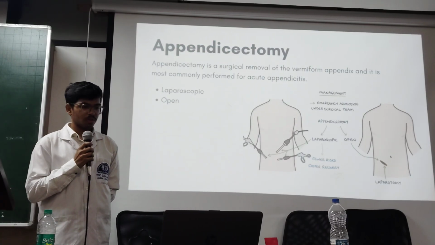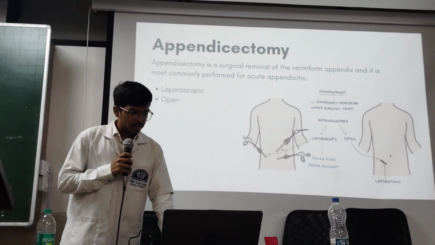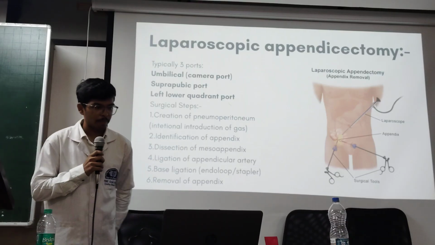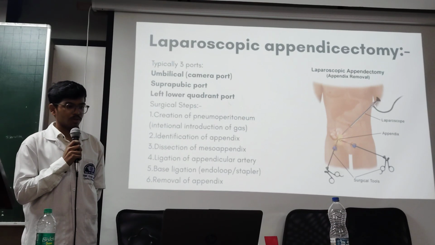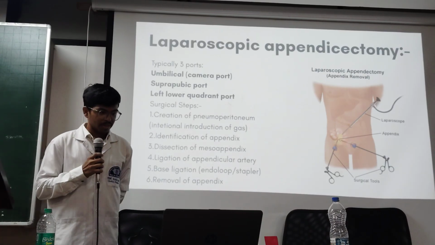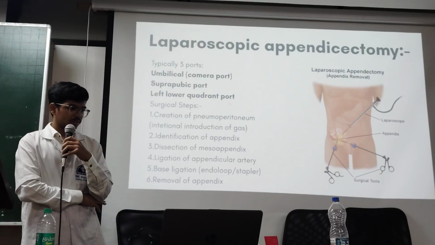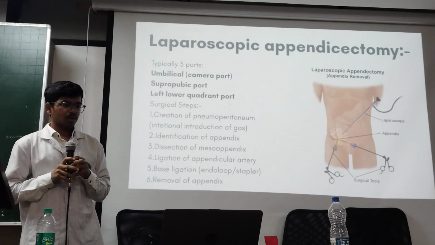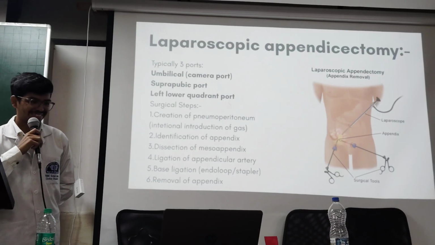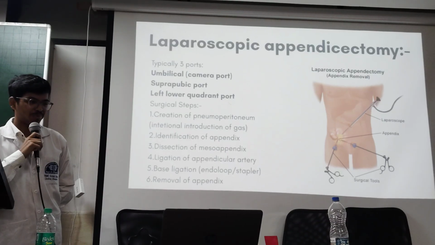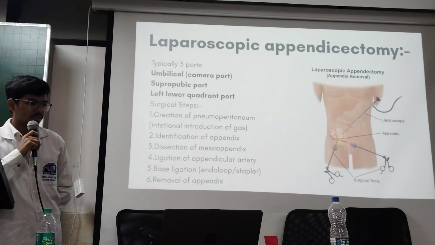Appendicectomy is the surgical removal of the vermiform appendix, and it is most commonly performed for acute appendicitis. It is of two types, laparoscopic and open. In laparoscopic appendicectomy, there are three ports: the umbilical port, through which the camera is inserted, the suprapubic port, through which the appendix is retracted, and the left lower quadrant port.